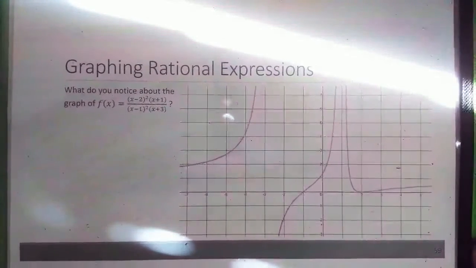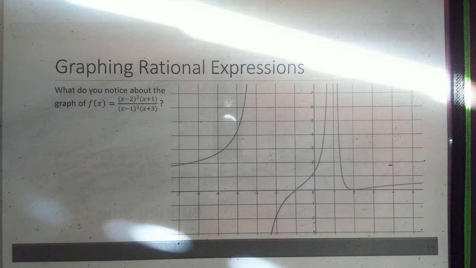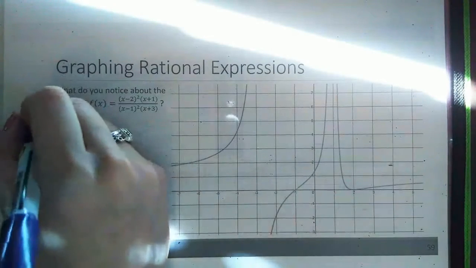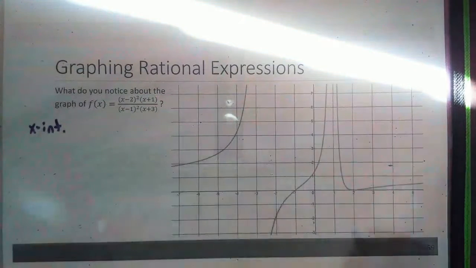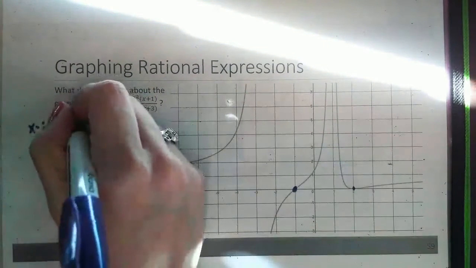So here we have a graph, and it wants us to notice stuff about the graph. We're looking at the graph of f of x equals (x minus 2) squared times (x plus 1) over (x minus 1) squared times (x plus 3). Well, based on what we know, let's see what we can find. So x-intercepts. I see x-intercepts at negative 1 and at positive 2.